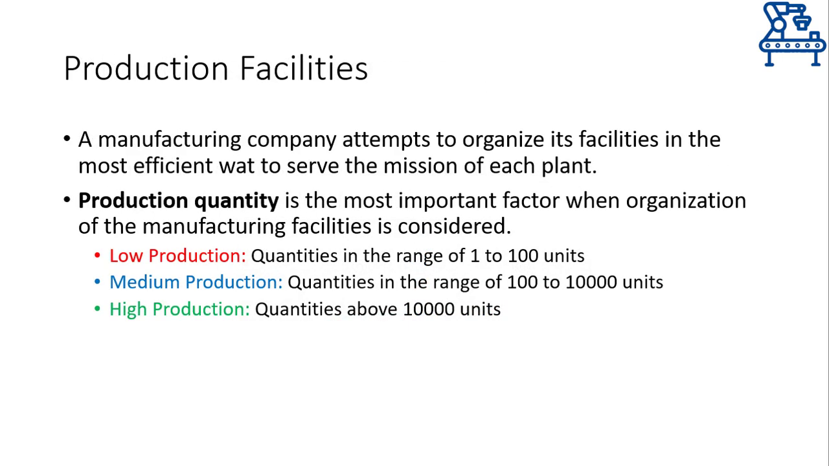The operations just described are greatly influenced by the production quantity that is aimed by the manufacturing plant. Especially how the facilities are organized depends majorly on how much production is required. Technically, anything less than 100 units is considered as low production, whereas anything above 10,000 units is considered high production, and anything between these numbers is regarded as medium production. Almost everything in the facilities revolves around how much production is aimed.